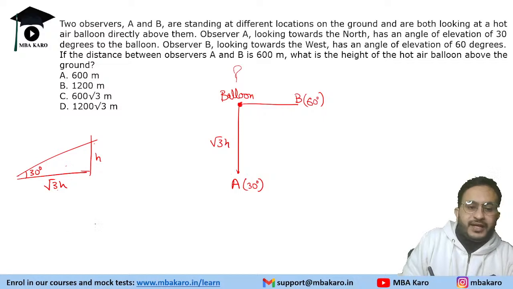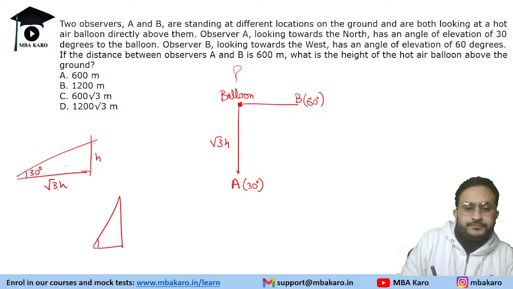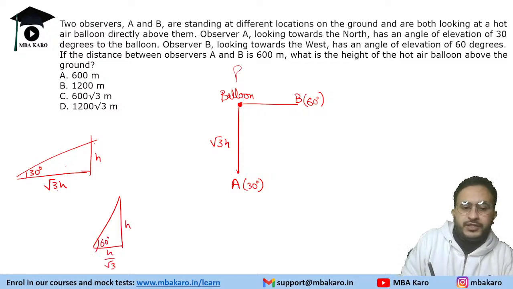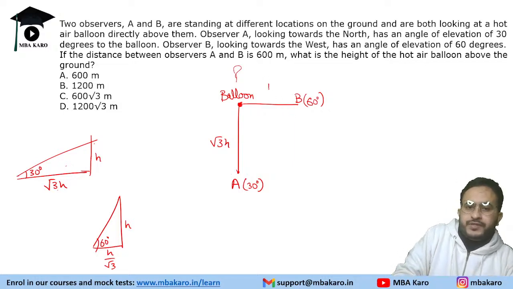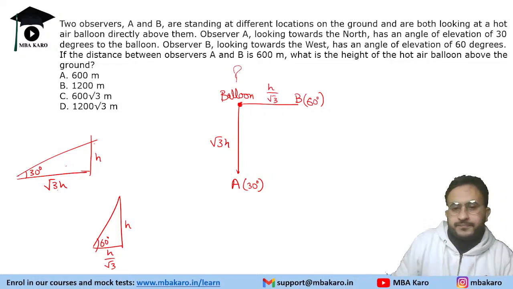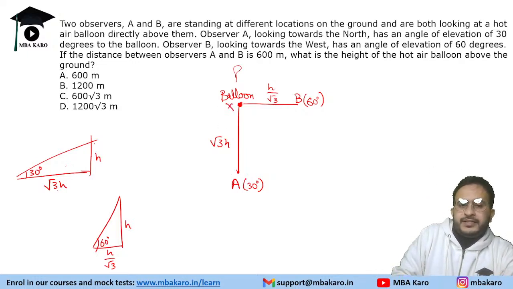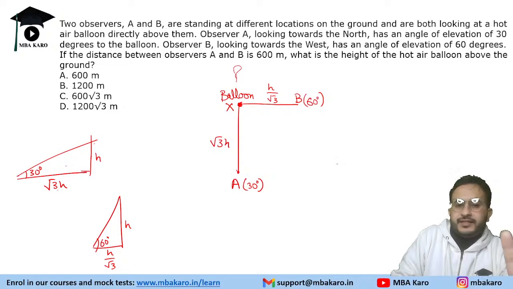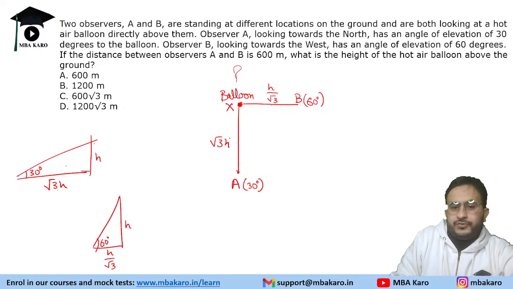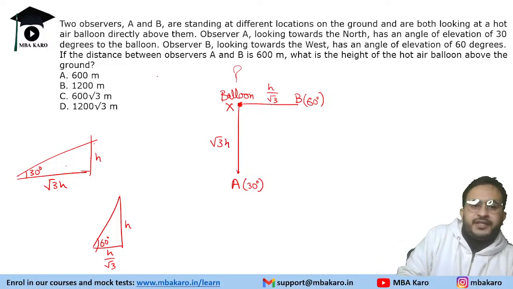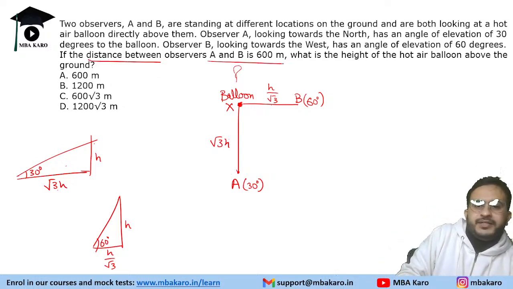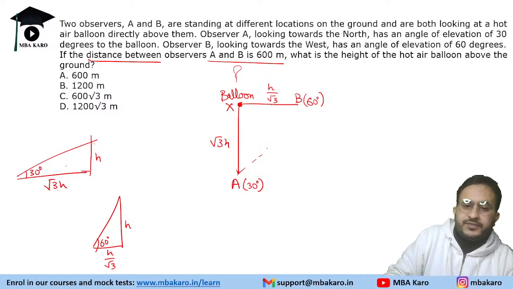Now if you are looking at something at 60 degrees, and the height of that object is h, this will be h upon root 3. Okay, so we will say that it is h upon root 3. So the distance between this point, let us say this point at x, the balloon is flying in the sky. So this is h upon root 3, this is root 3h. What we are given, the distance between A and B is 600 meters. So the distance between A and B on the ground is 600 meters.